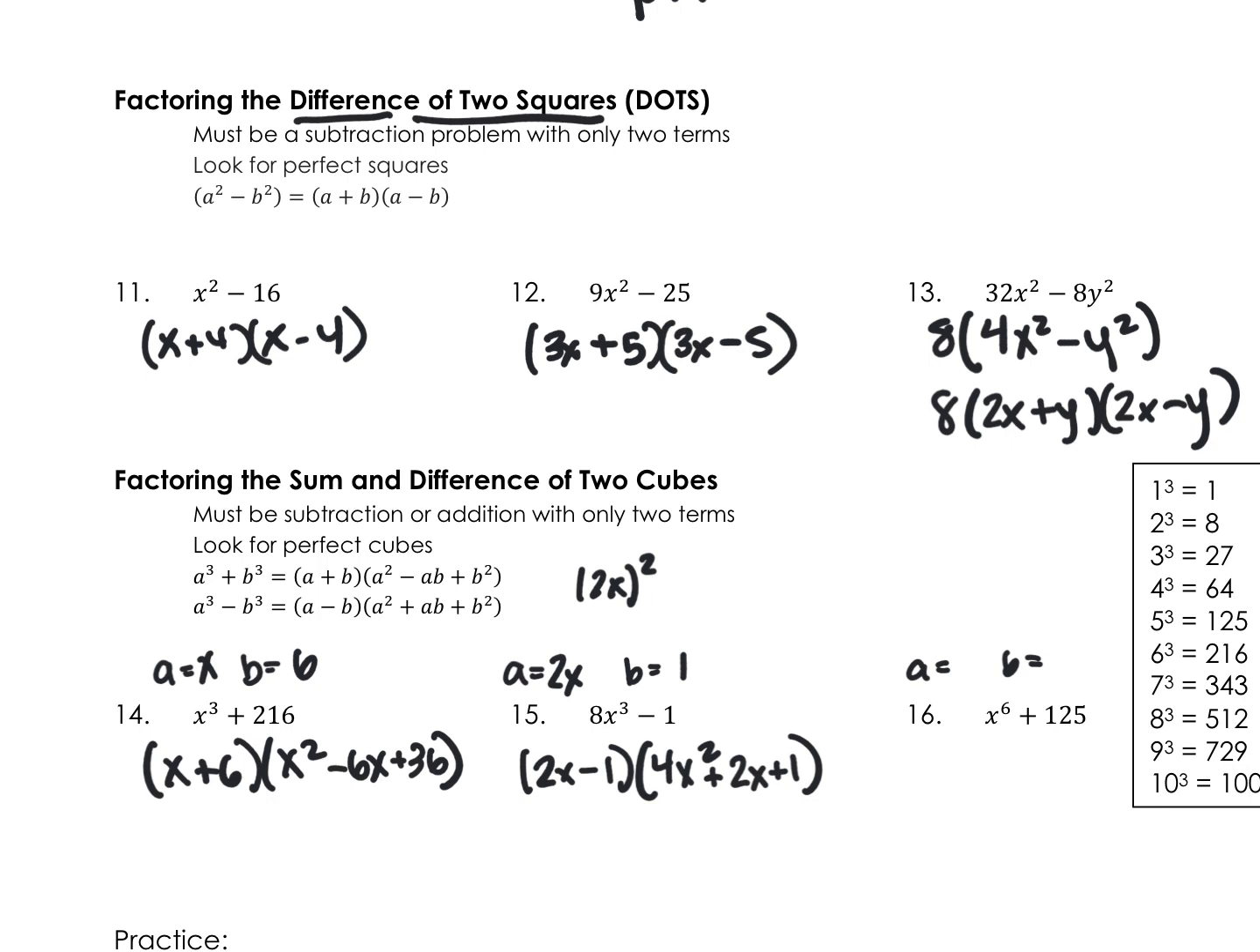Any questions about how we use the formulas? Again, I'll always give you those formulas. These don't come up very often. And if you want to try the last one, you're welcome to. A is actually x squared, and B is 5, if you want to try that one.